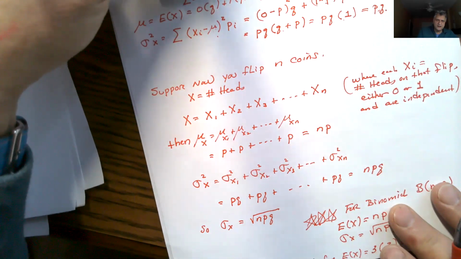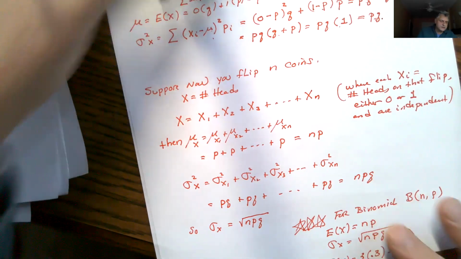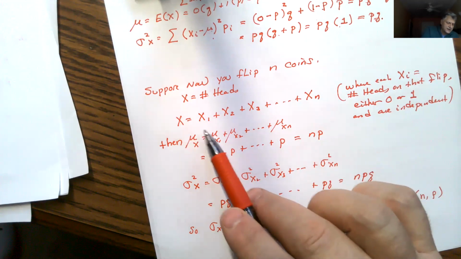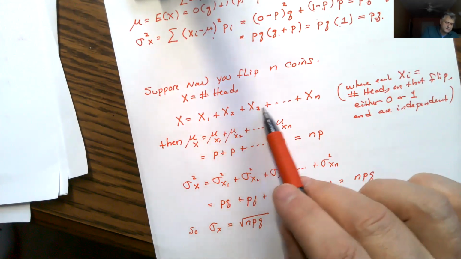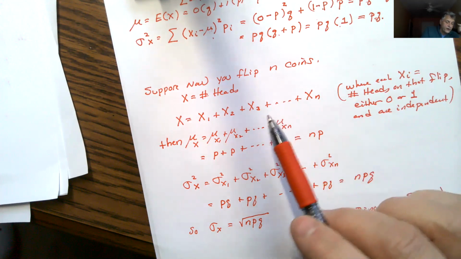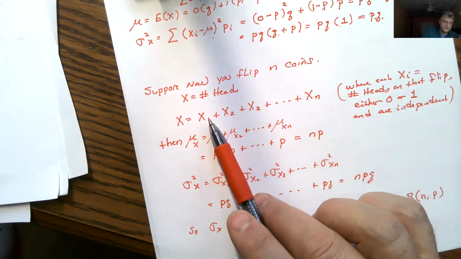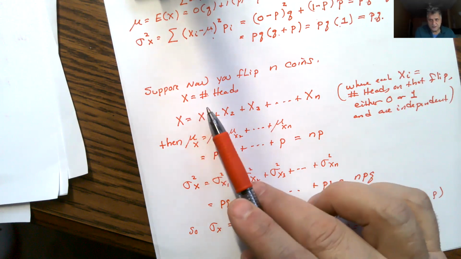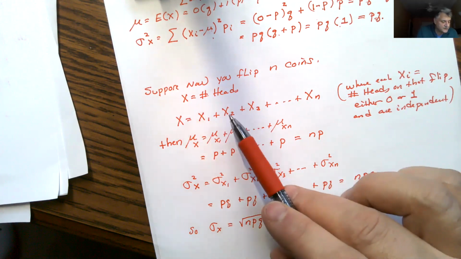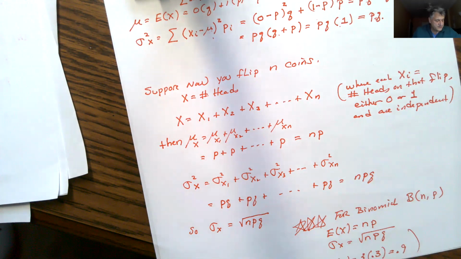Okay, now suppose you're flipping n coins. So let's look at this random variable x as x1 plus x2 plus x3 up to xn, where xi is how many heads you get on the first flip, which can be either 0 or 1. X2 is how many heads you get on the second flip, and so forth.